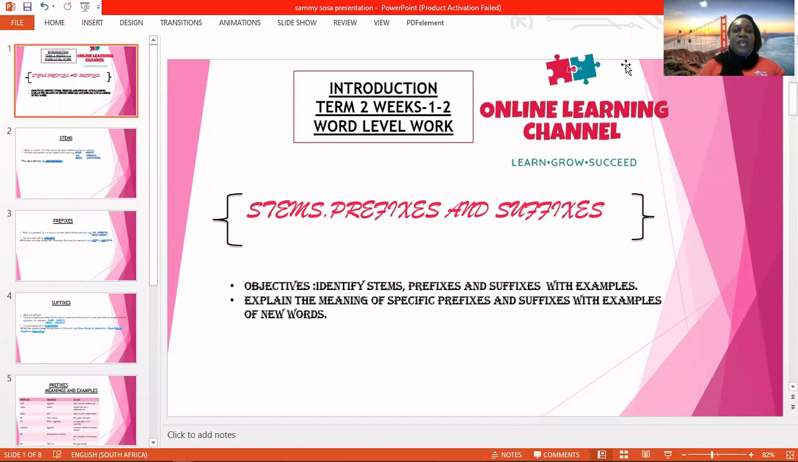Today we are going to look at a lesson on stems, prefixes, and suffixes. This is our work for term 2 in grade 9, week 1 to 2, under word level.